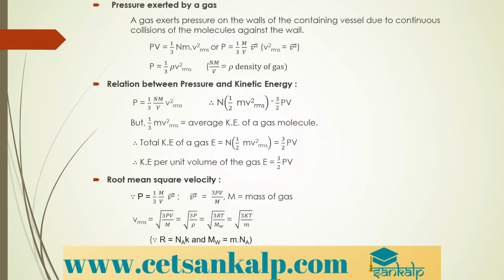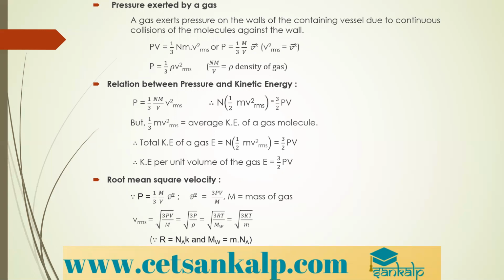Next, the pressure exerted by a gas. What is the expression for pressure exerted by a gas? Already we have PV is equal to 1/3 N m Vrms square. Let us see some other forms here. If you know density, if you know mass, based on that, how you can change the expression.